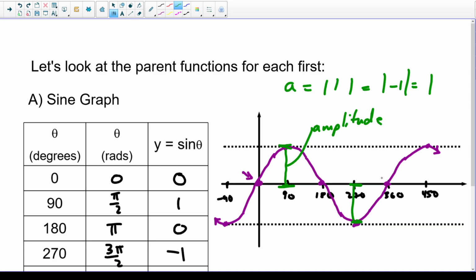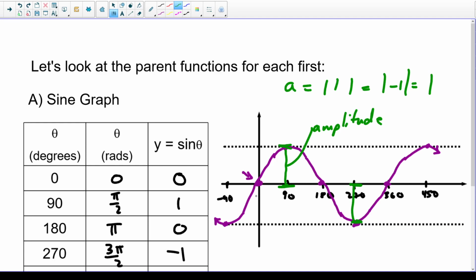So yes, good question in chat. It's from the middle of the graph, not from the x-axis. Because the graph can shift upwards or downwards, the middle of the graph isn't always the x-axis. So good question. It just happens to be the x-axis for the regular parent graphs.